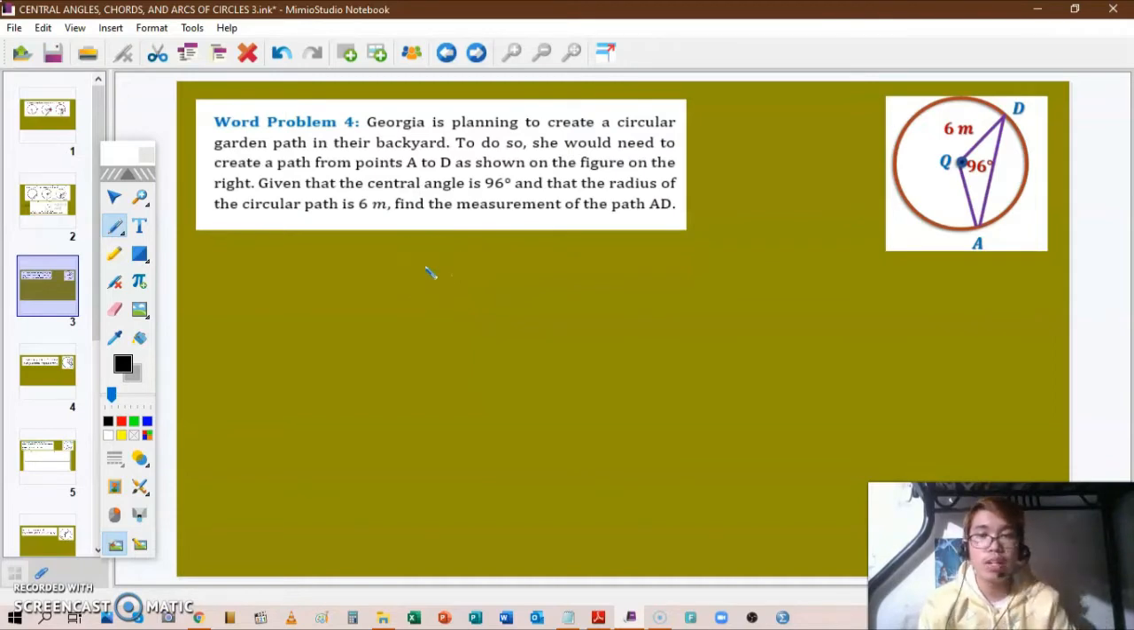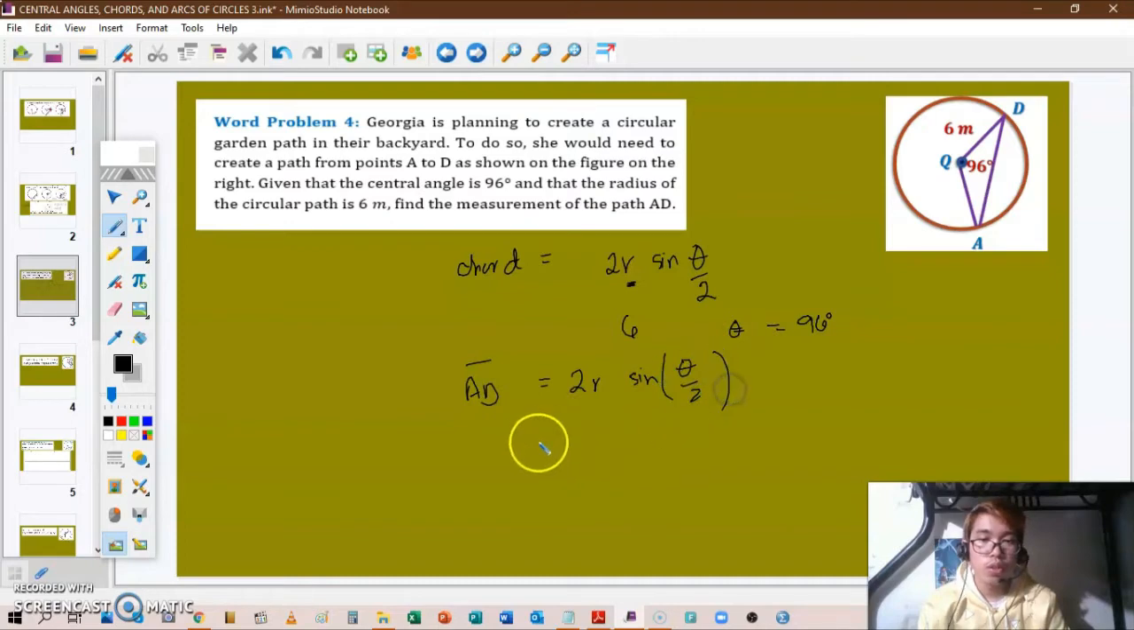To do so, we're going to use the formula for finding the measurement of a chord. The chord is equal to 2r sine theta all over 2. Since we know that r is equal to 6 and the central angle is equal to 96 degrees, chord AD is equal to 2r sine theta all over 2. That's going to give you 2 times 6 sine of 96 divided by 2.